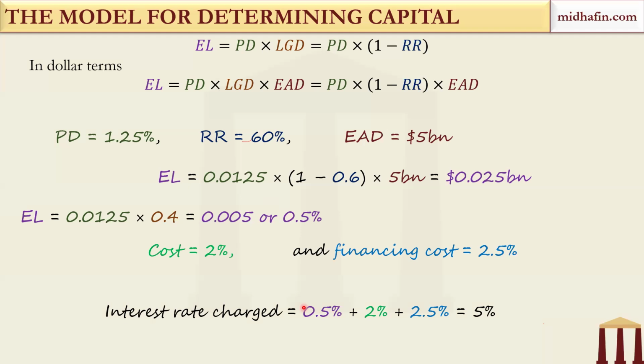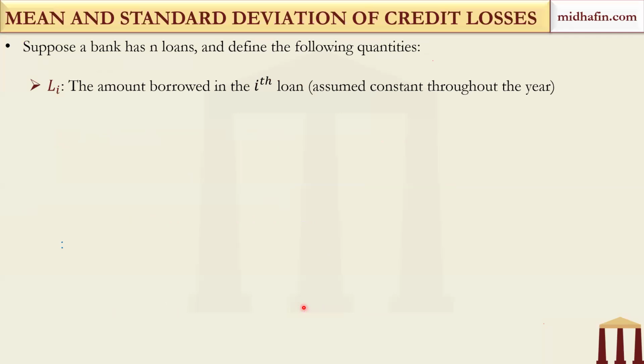Now let us come to the idea behind mean and standard deviation of credit loss. Suppose a bank has n loans and we define the following quantities. Li is the amount borrowed in the ith loan, which is assumed constant throughout the year. So if one counterparty has borrowed an amount, that will be constant throughout the year. Pi is the probability of default for the ith loan.